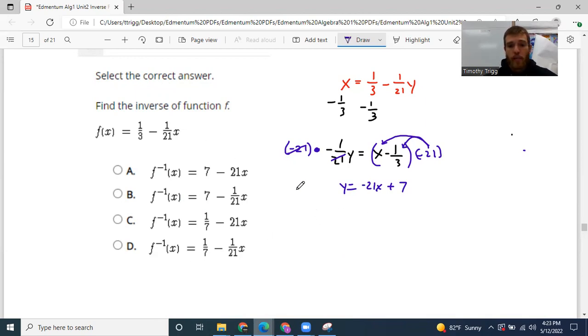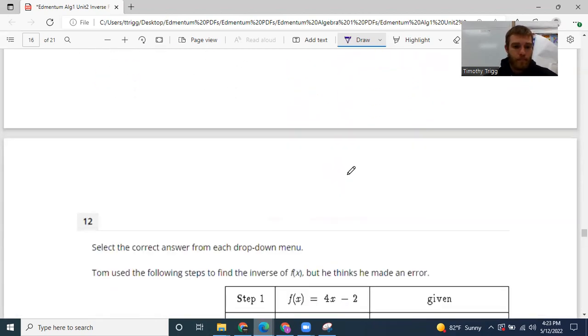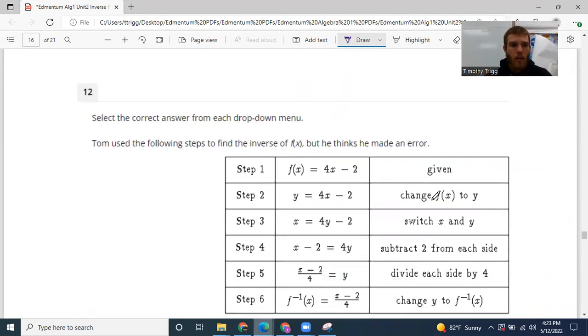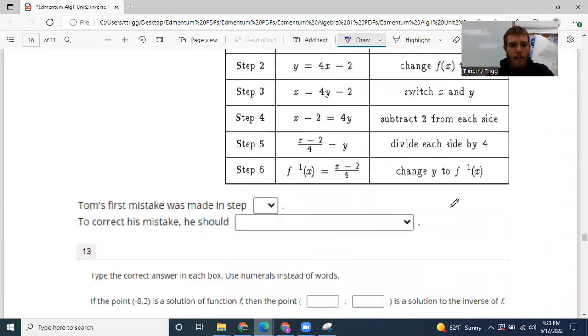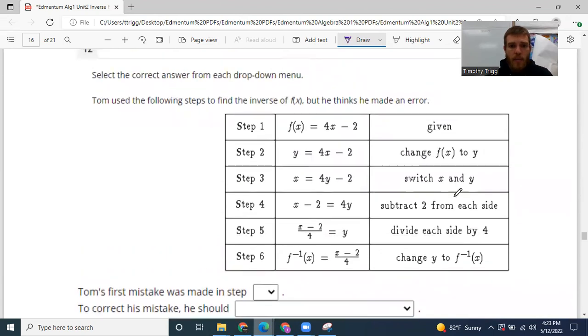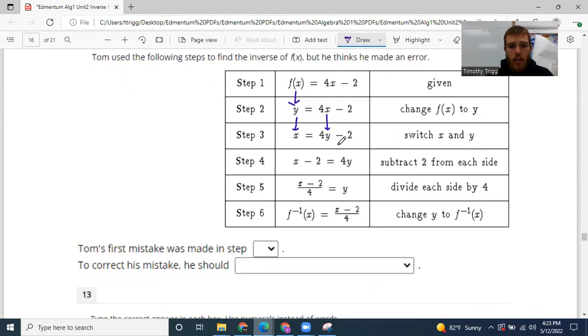So which of those is equivalent to this? All right, let's see where someone made a mistake. Let's see. They replace f of x with y. Then they replace y with x and x with y. So that looks good so far. Oh, looks like you should have added 2 to both sides of the equation, right?